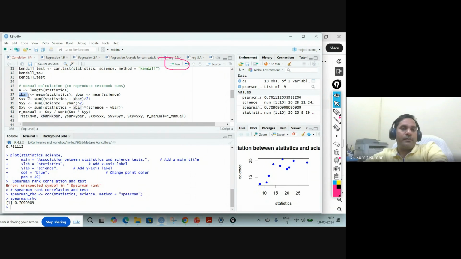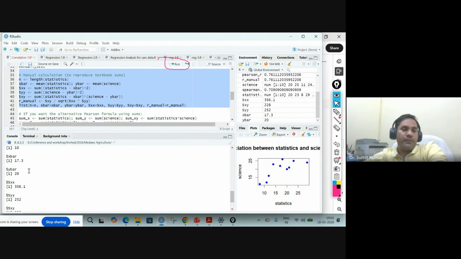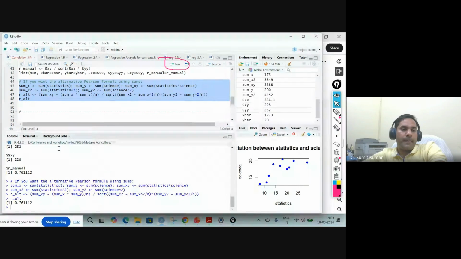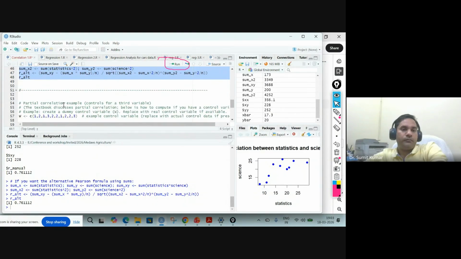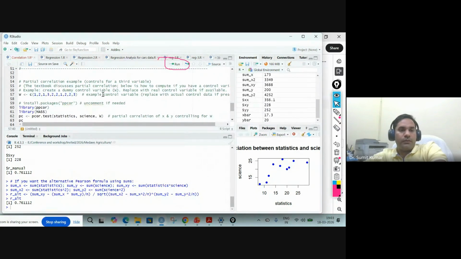You have to calculate x bar, the sum of squares of x, the sum of squares of y, and the sum of xy. Or manually, this is the covariance of x and y divided by the square root of the variance of x and variance of y. Then you can paste the results. These are the same results as I pasted in the PPT. If you are using another method, then you can use this command. This one is for partial correlation that we have not included here.